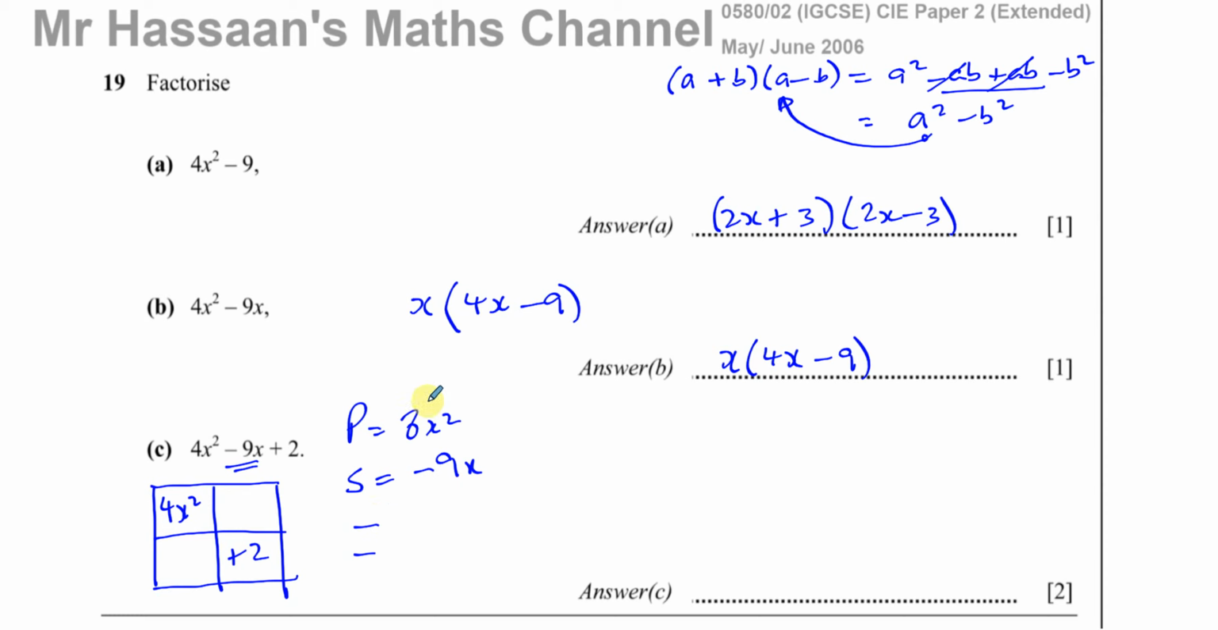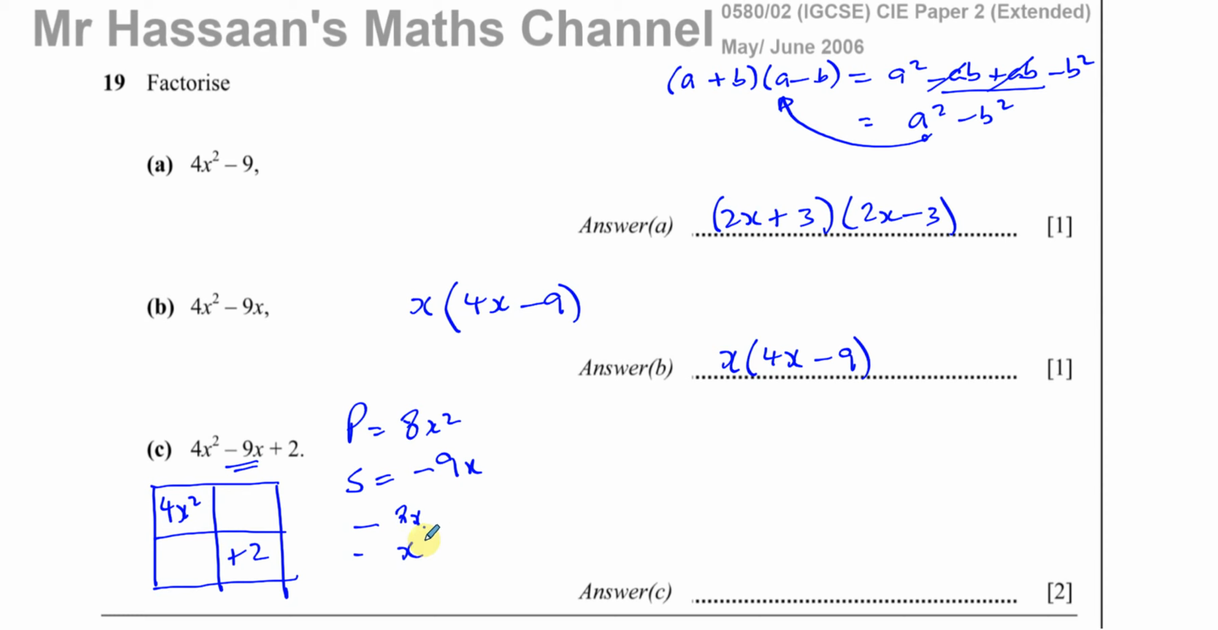Because the product is positive, you only get a positive product when you multiply two numbers which have the same sign. So they could both be positive or both negative. But when you look at what their sum should be, it's a negative sum. That means they both must be negative numbers. And how do you get 8 as a product and 9 as a sum? Well, that's 8x and 1x.